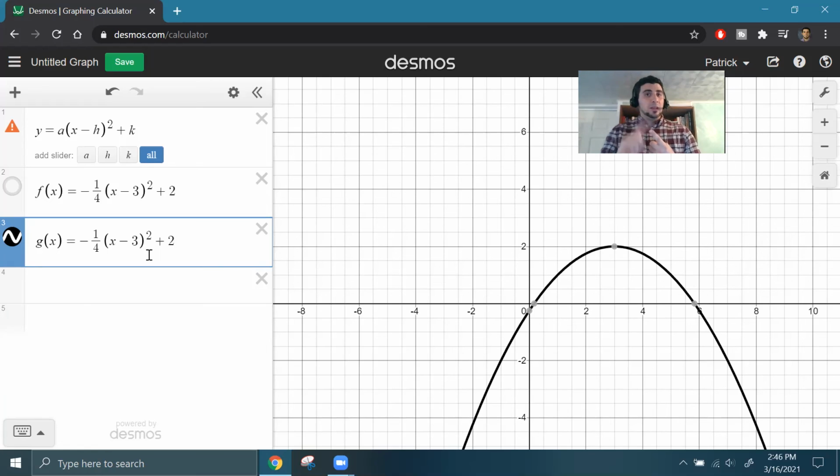So remember, the number inside the parentheses moves it left or right that many units, but opposite the way you would think. The number added outside of the parentheses or subtracted is going to move it up or down that many units. And the number multiplying the parentheses is going to stretch it vertically or compress it vertically, depending on if that number is bigger than 1 or between 0 and 1. And if the number's negative, flips the graph over vertically.